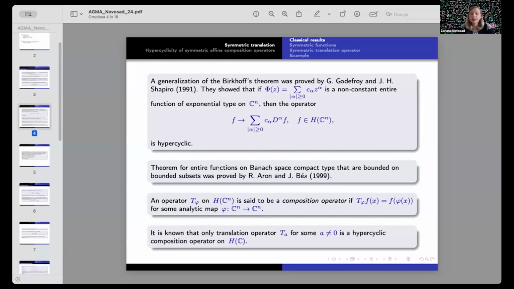We will consider composition operators. The composition operator T_φ has this form for some analytic map φ from C^n to C^n. It is known that the translation operator T_a, for a not equal to 0, is a hypercyclic composition operator on the space of entire functions on C.